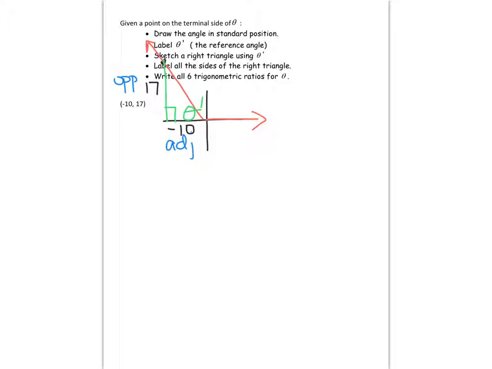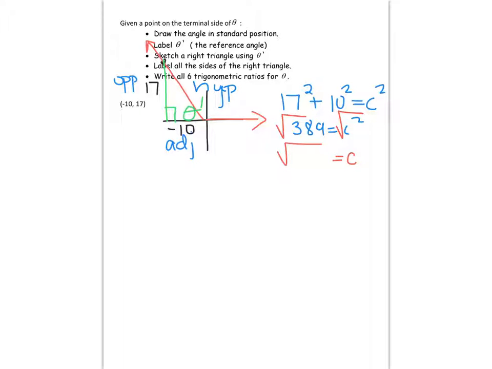Now, this one is asking us to do something different. Notice it says label all the sides of the triangle and write the 6 trigonometric ratios. So we don't know the hypotenuse, but we need to find it. So we're going to go back to our old learning with a squared plus b squared equals c squared. When you're placing the -10 in this time, you can totally drop the negative, because negative times negative is going to turn positive anyway. So 17 squared plus 10 squared. So that's going to be 389 equals c squared. And then we're going to take a square root.